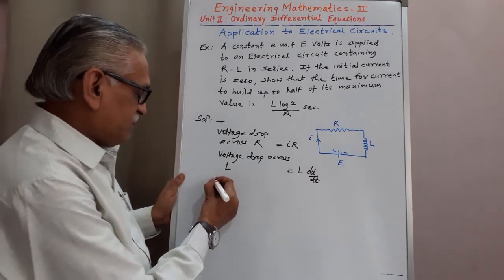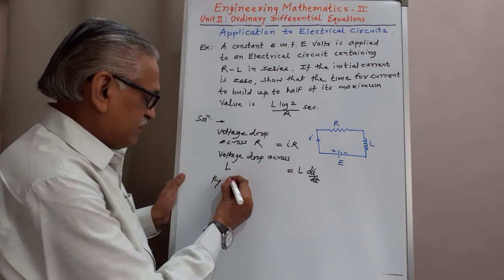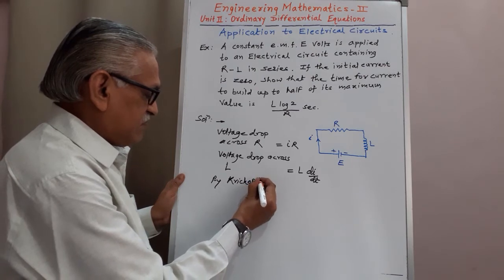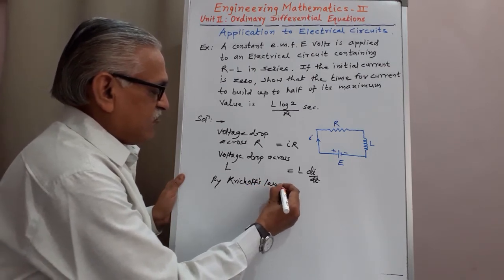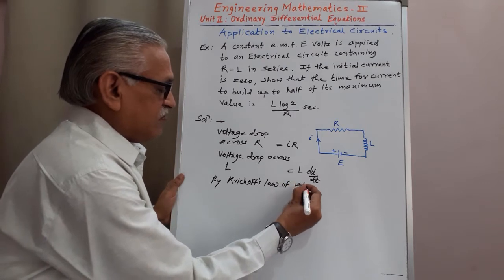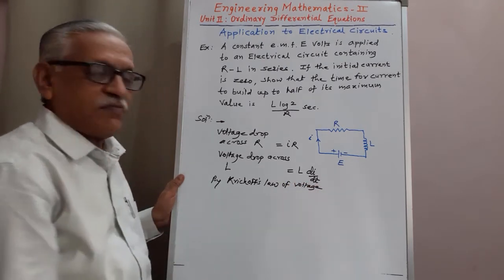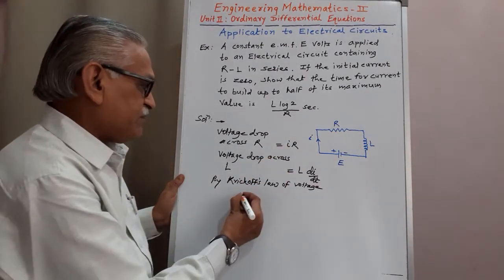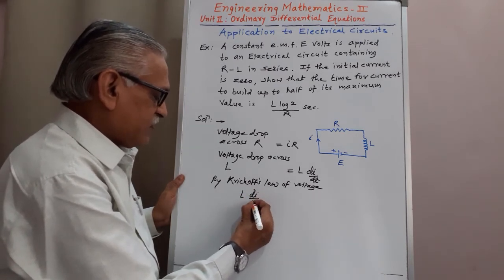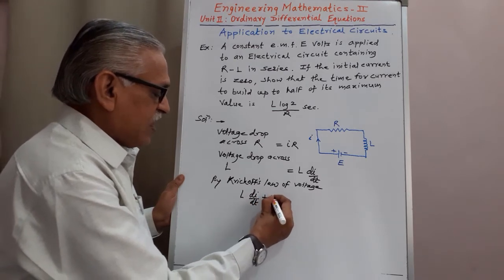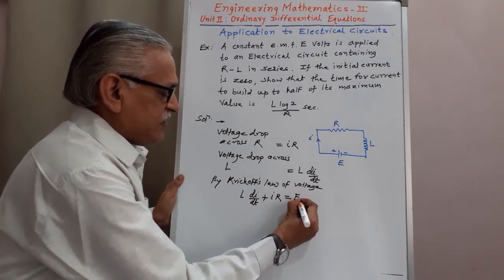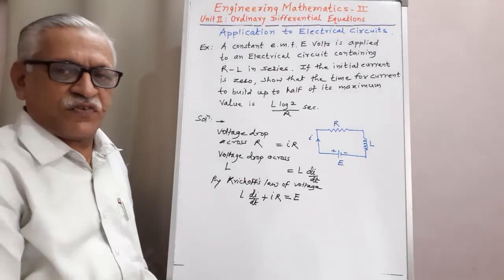And then by Kirchhoff's law of voltage, the sum of the voltage drops, therefore L di by dt is the voltage drop across L, the voltage drop across R is IR, is equal to the applied EMF, here E. Therefore we get this differential equation.